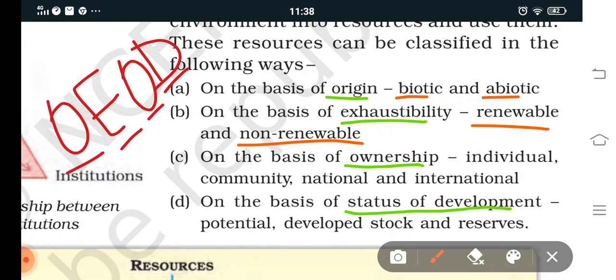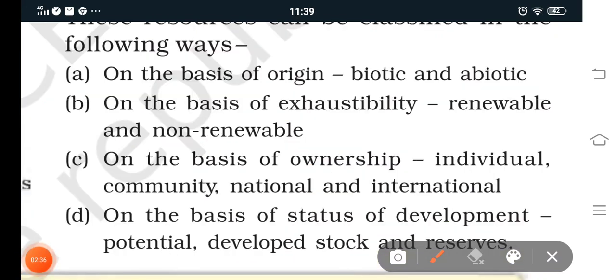Then on the basis of ownership: individual, community, national, international. Individual means when any property is owned by a private individual, like your house, any plantation or any other property. Then community: for example, there is a village and the village people have a park or a burial ground, a graveyard, so that is the communal property.